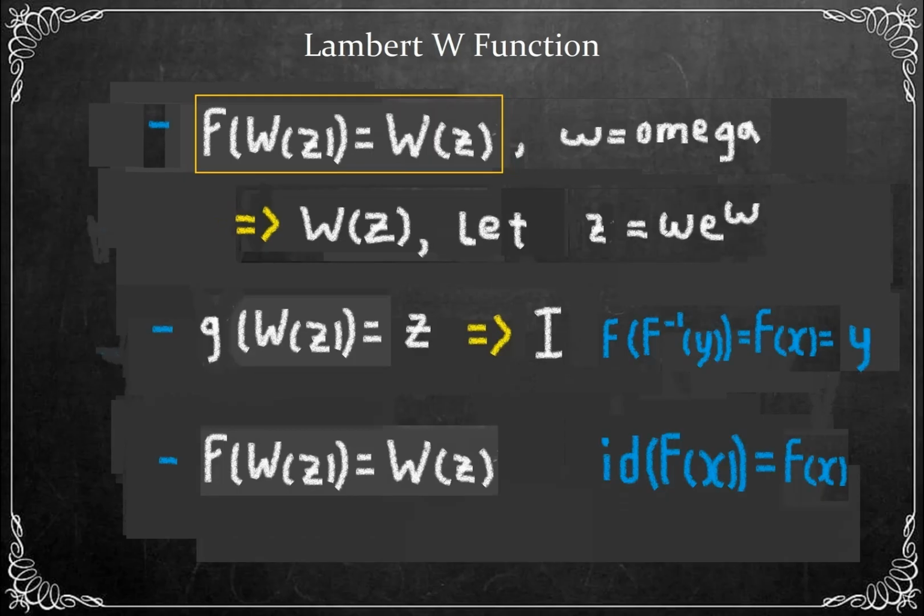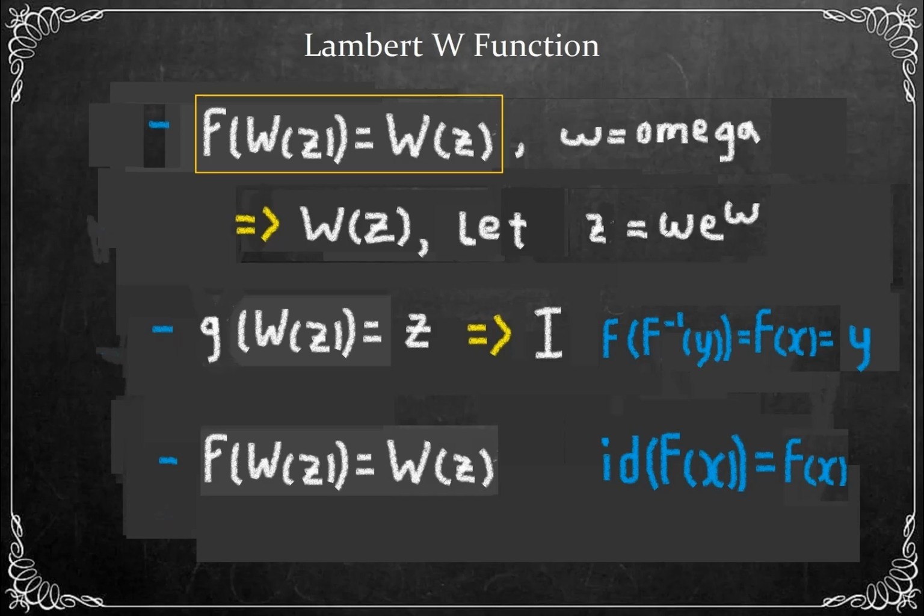Next, consider the given equation, gold box. Notice the right side is the Lambert W function. In the second blue bullet, g is composed with its inverse, which we know will return the identity function. The logic is the blue notation: f of f inverse of y equals f of x equals y.